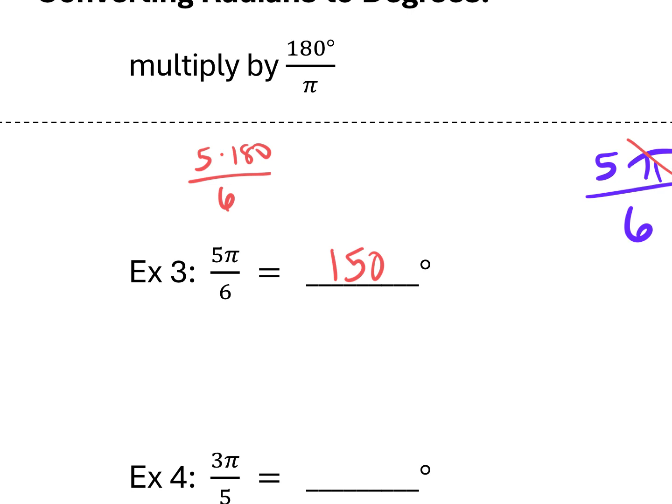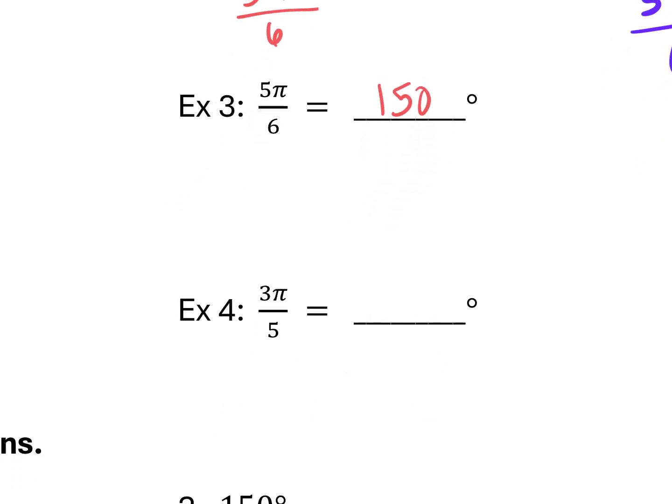Okay, so for this one, I'm going to do 3 times 180, which is what I know pi is equivalent to, divided by 5. And when you plug that into your calculator, what do you get? How many degrees? 108 degrees. Beautiful. All right, try those at the bottom.